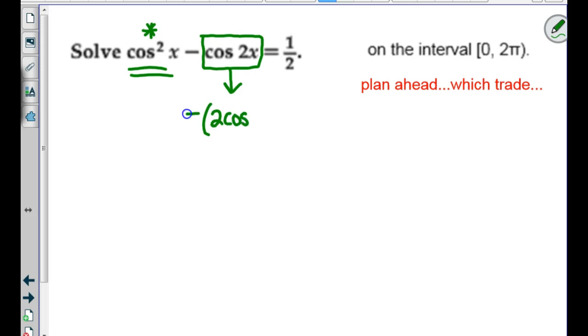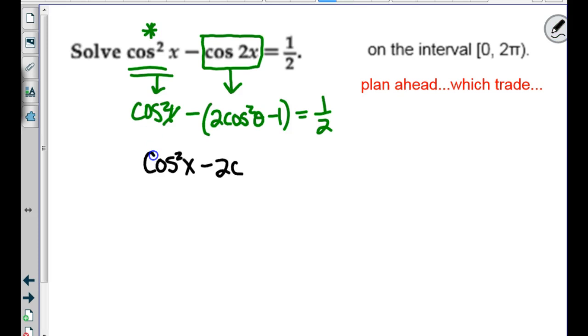2 cosine squared of theta minus 1. Okay, I already had this cosine squared. I'm bringing down from up above. This I traded. It's supposed to equal a half. All right, real quick, little algebra manipulation. So I have cosine squared minus 2 cosine squared. Okay, I have x's and thetas. Sorry about that. If I distribute that negative back here, I get a plus 1 equals 1/2.